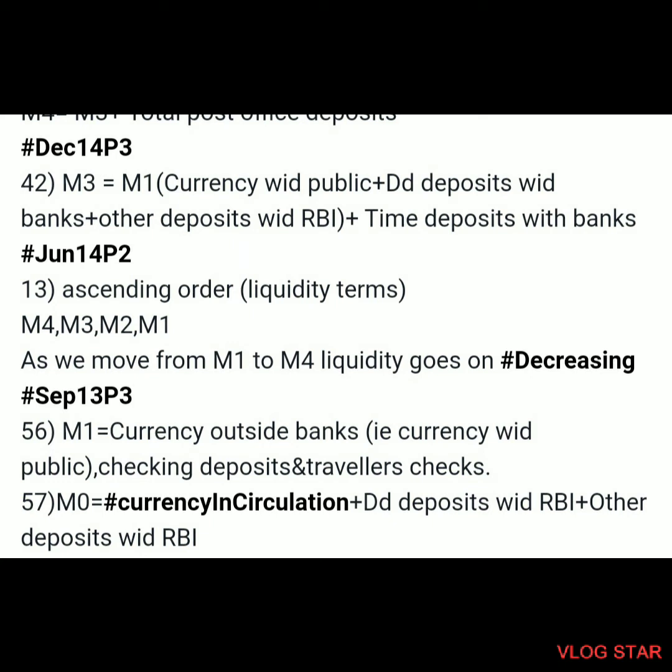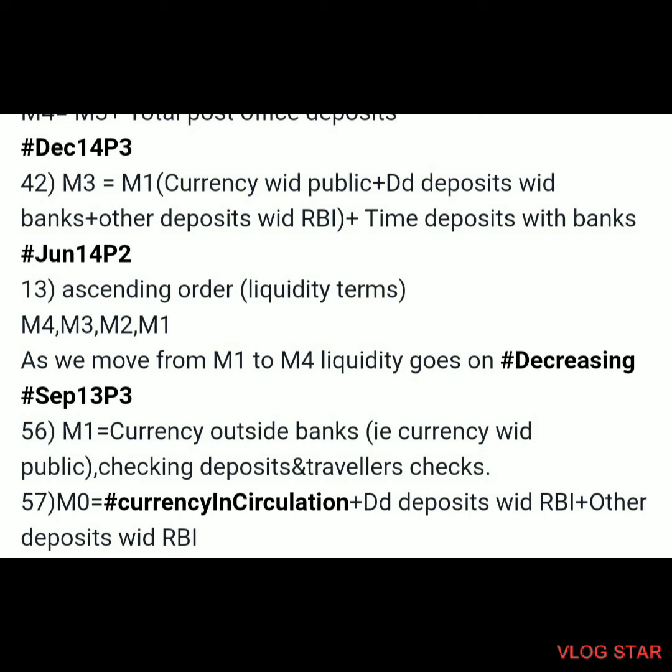In June 2014, another question was asked. We were asked to put M1, M2, M3 and M4 in ascending order in terms of their liquidity. So it would be M4, M3, M2 and M1. As we move from M1 to M4, liquidity goes on decreasing.